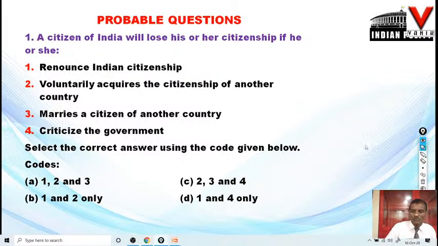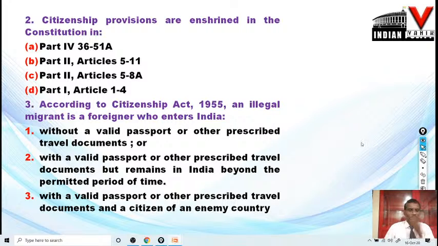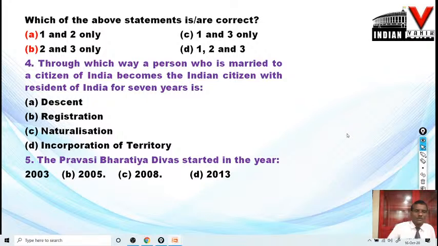Next, citizenship provisions are inscribed in the Constitution in Part 2, Articles 5 to 11. According to the Citizenship Act 1955, an illegal migrant is a foreigner who enters India without a valid passport or other prescribed travel documents, yes. Or with a valid passport and other prescribed travel documents but remains in India beyond the permitted time period, yes. But a citizen of an enemy country is not declared an illegal migrant. So 1 and 2 are right, 3 is not correct. The answer is 1 and 2.